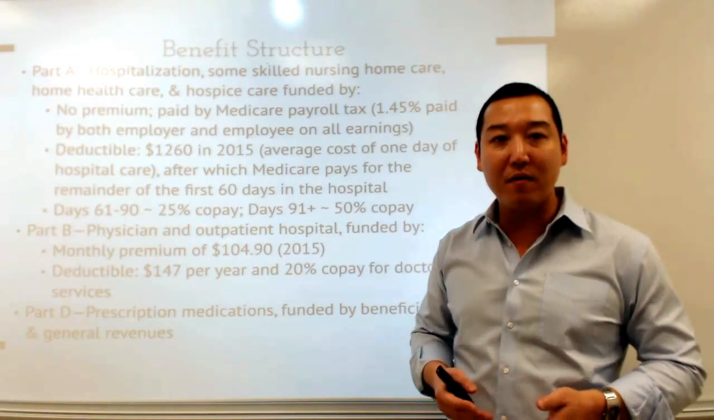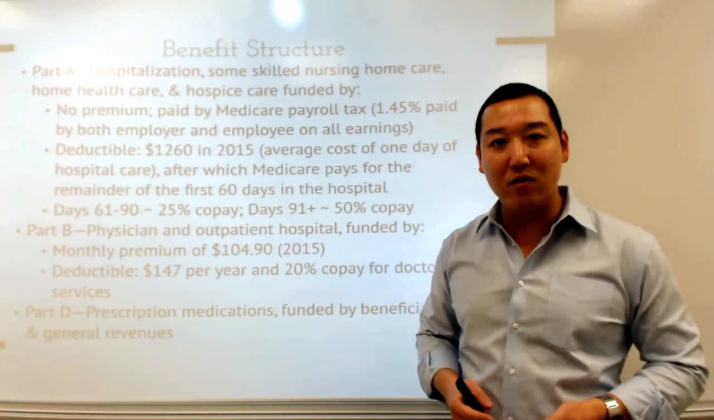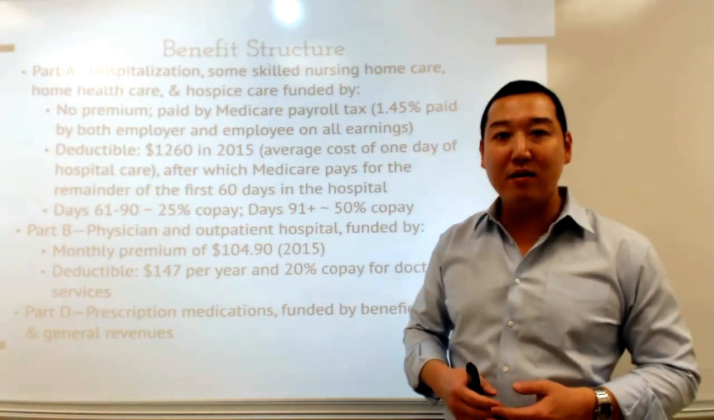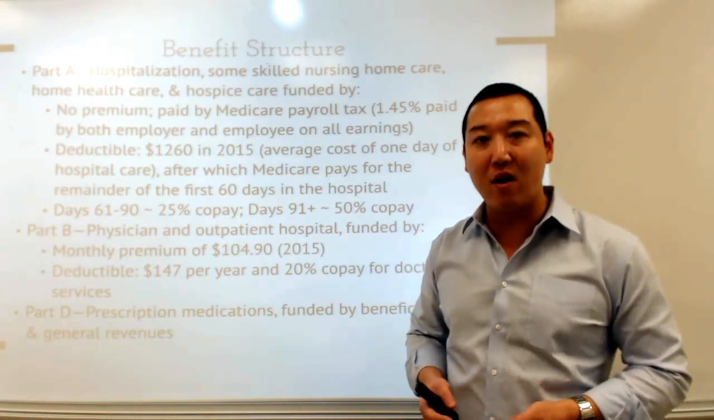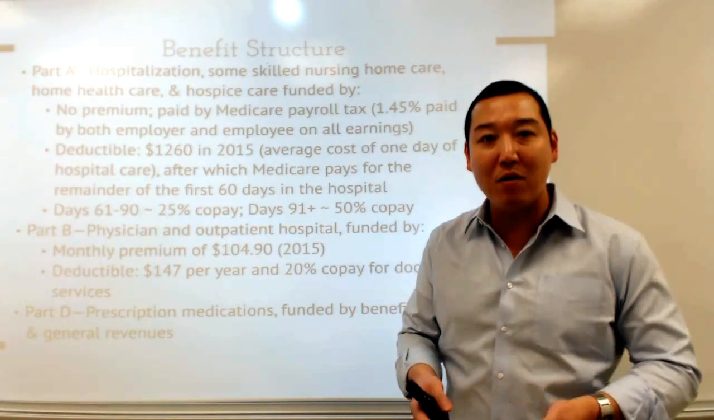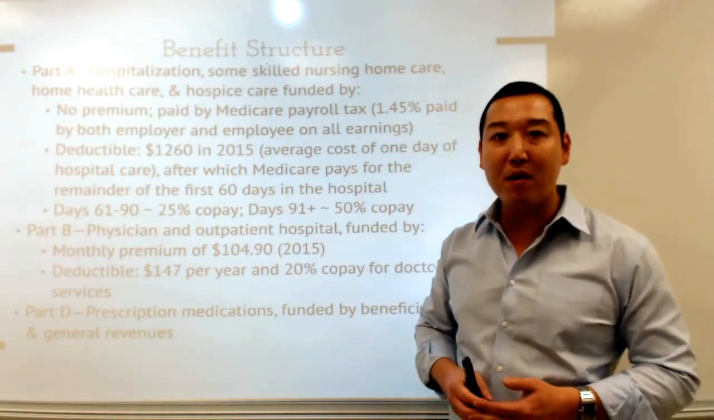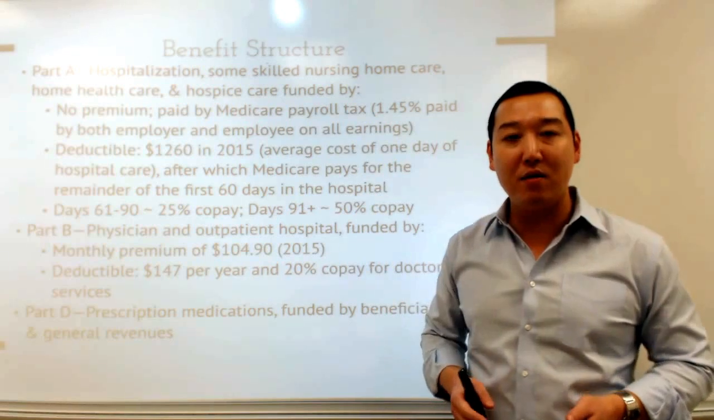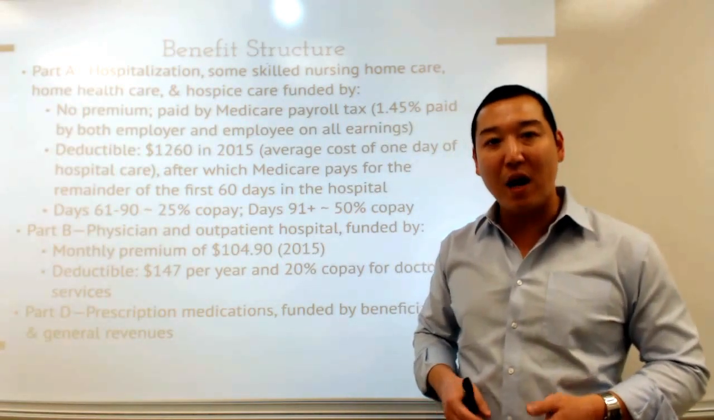You pay 25% of the cost from days 61 through 90, whatever that amounts to, and then from days 91 onwards, you pay at a rate of 50% of that cost. Now note that this is for each benefit period, so this is referring to each time you stay at a hospital.